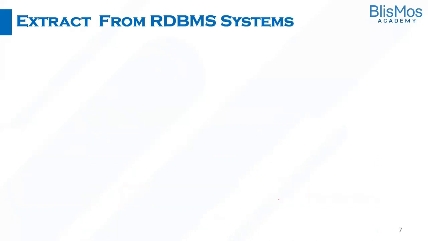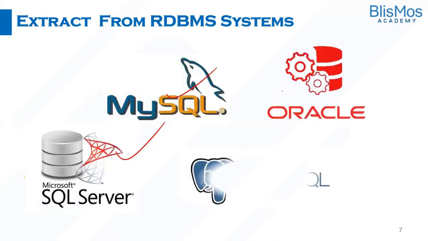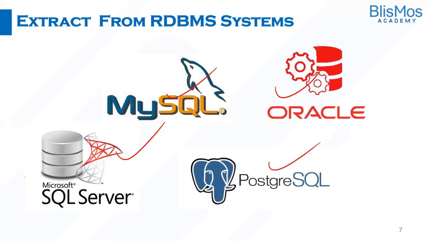When we're talking about different disparate heterogeneous systems, the main systems from which we extract the data are RDBMS systems. So when we talk about RDBMS systems, are we extracting the data from only one RDBMS system? It depends on the project. It depends on the organization. You may extract the data from SQL Server. You may extract the data from MySQL. You may extract the data from Oracle or PostgreSQL or any other RDBMS systems.